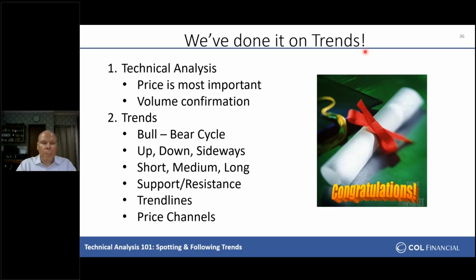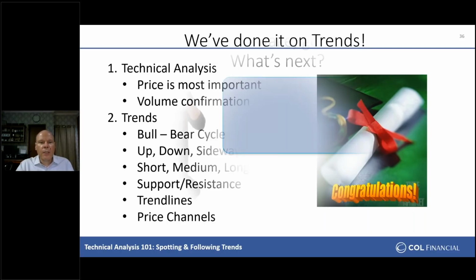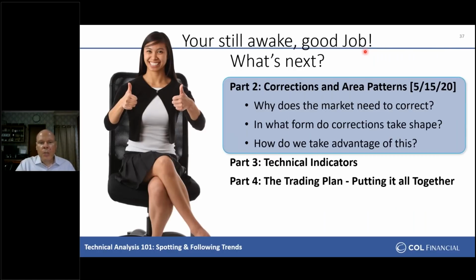So we've completed the first chapter on what technical analysis is all about. We will cover the rest in our next sessions. In our next session, we will talk about corrections and the area patterns. We will discuss why the market needs to correct, what types of corrections take shape, and how we can take advantage of the corrective element of that market.